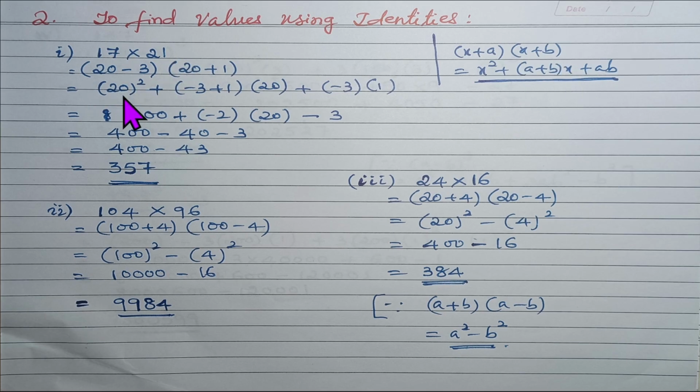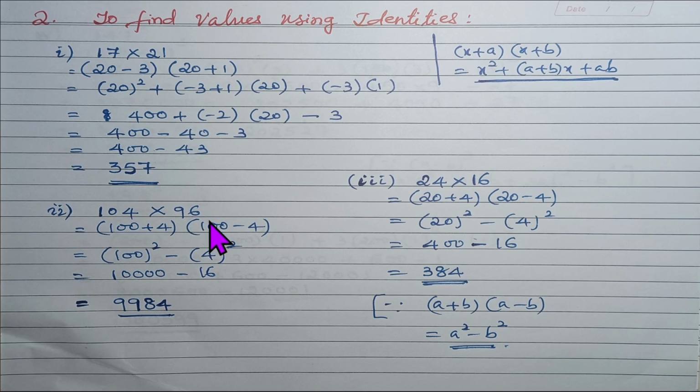So it will be 20 square plus (minus 3 plus 1) into 20 plus (minus 3) into 1. So 20 square is 400, minus 3 plus 1 is minus 2 into 20, minus 3 into 1 is minus 3. So 400 minus 2 into 20 is minus 40, minus 3. So 400 minus 43 becomes 357. Now the next example is 104 into 96.